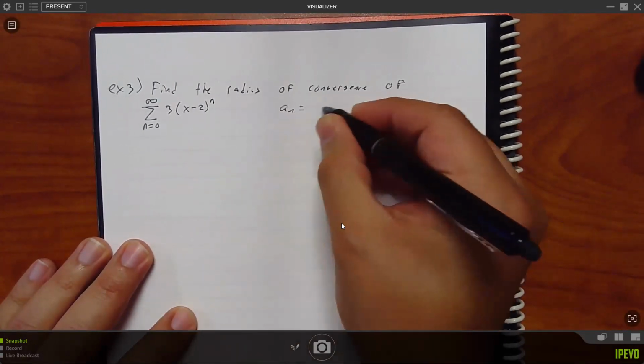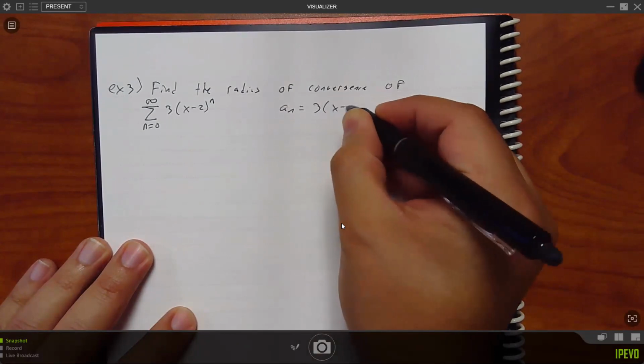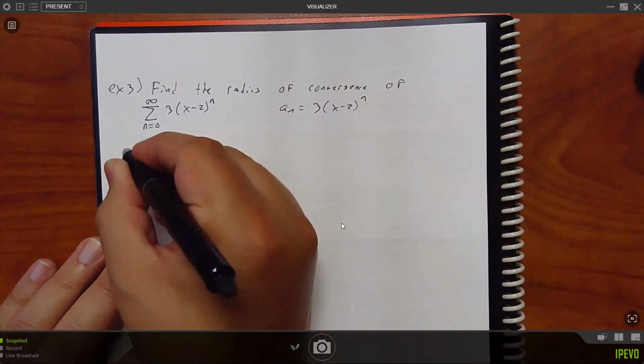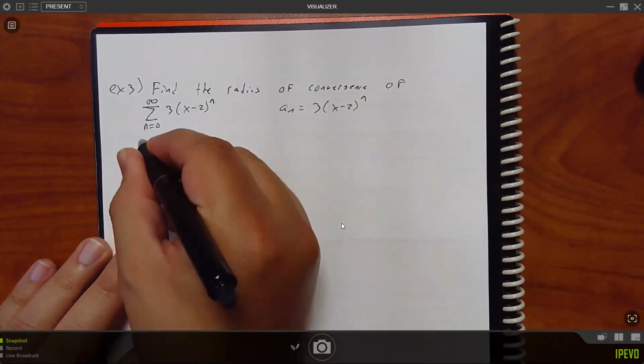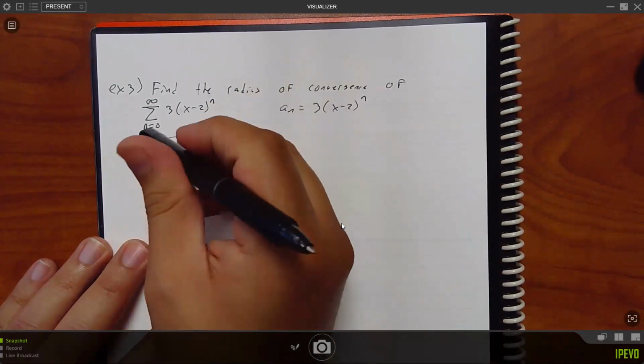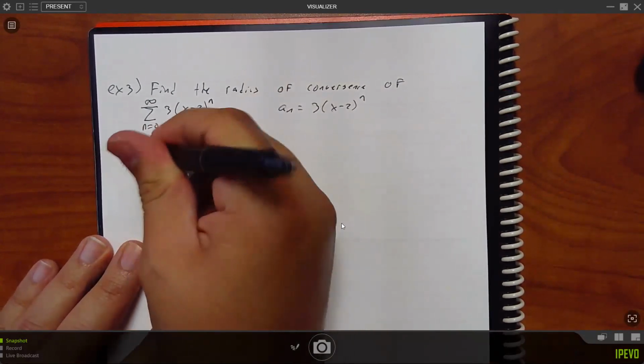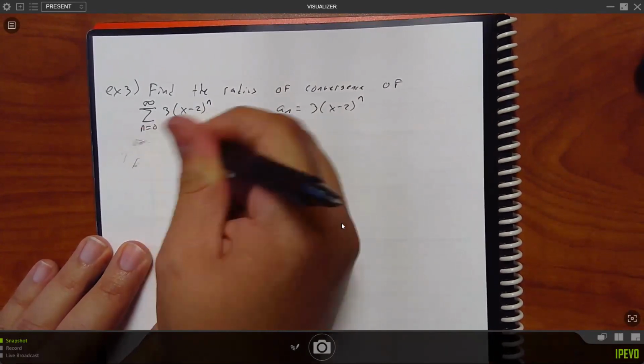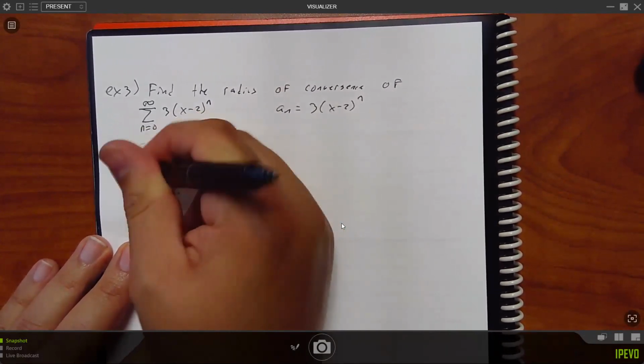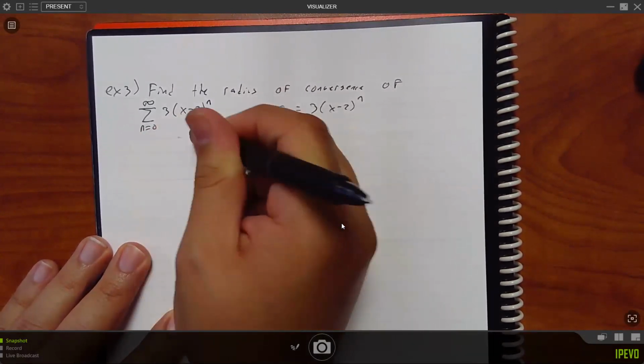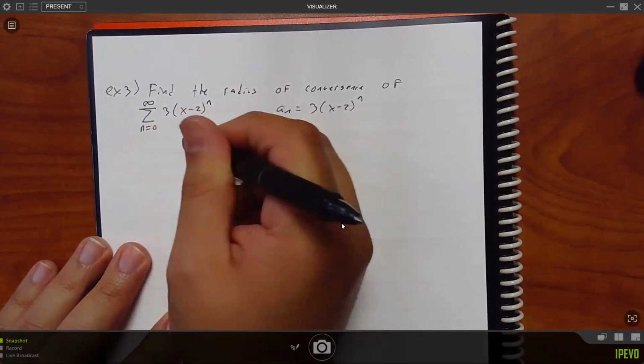So a_n is going to be 3 times (x minus 2) to the n. So the nth root. That's right, limit. You're gonna need to learn how to write my left hand. Take turns.